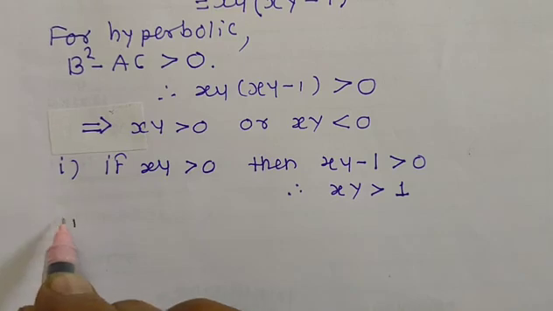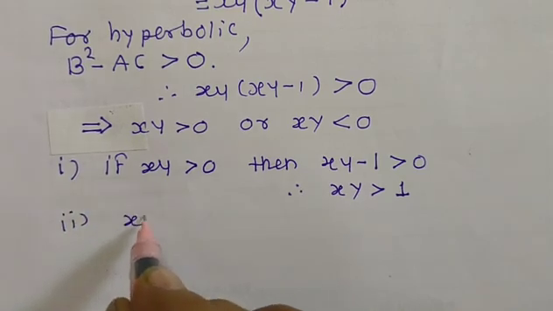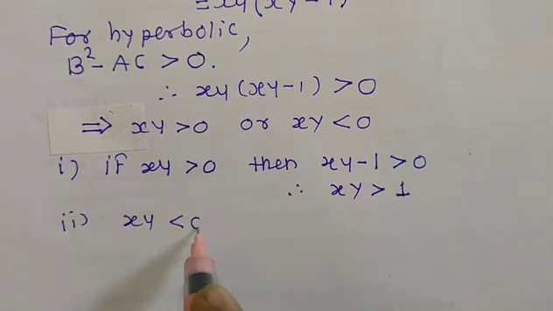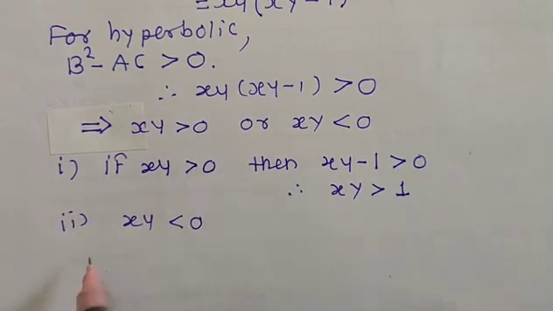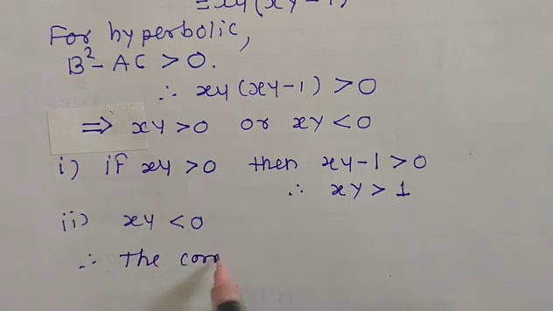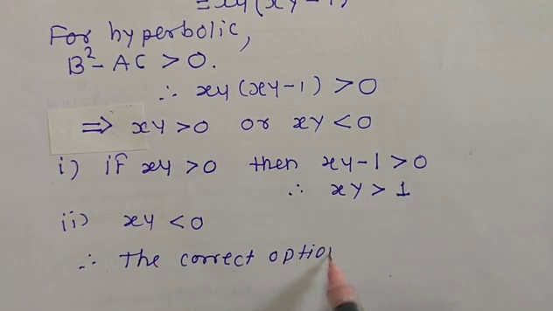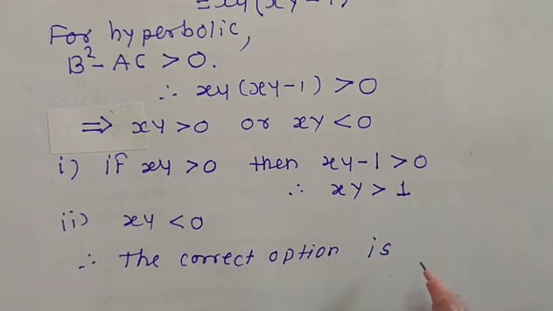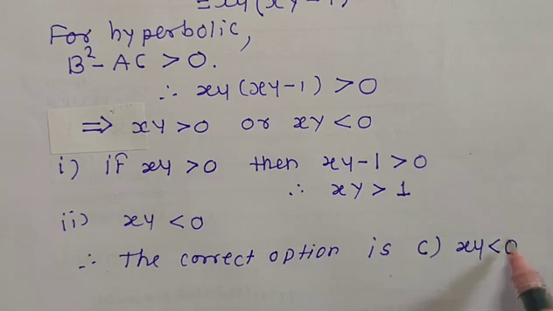Therefore second, XY is negative. So therefore the correct option is what? C. XY is negative. Okay.